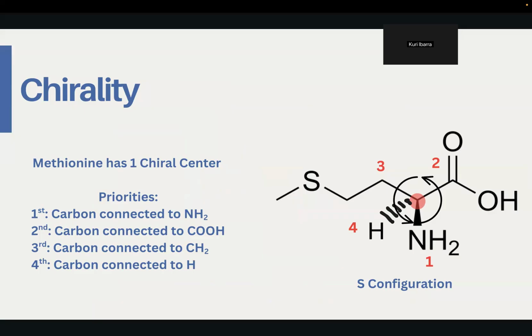Using the Cahn-Ingold-Prelog priority rules, the amine has the highest priority, starting with 1, followed by the carboxylic group, then the left-hand side chain, and then the hydrogen has the lowest priority. This arrangement gives an S configuration since it goes counterclockwise with no need to solve conformations because the lowest priority group is at the back and the highest is at the front.